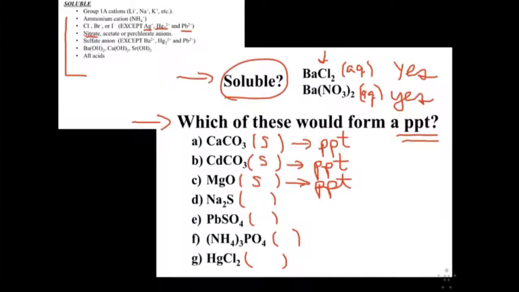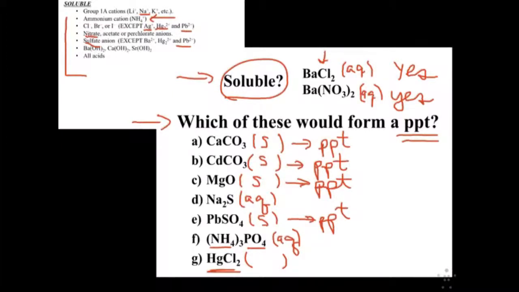Sodium sulfide. Sodium shows up on the table, and so that's going to be aqueous. It's going to stay in solution. Lead sulfate, we just talked about that. Sulfate is not soluble with lead, so that forms a solid precipitate. Ammonium phosphate, ammonium shows up on the table, so that's going to be aqueous. It's not going to form a precipitate.